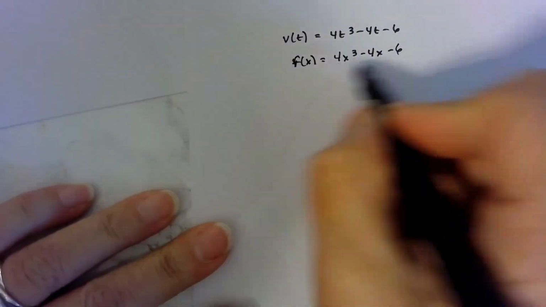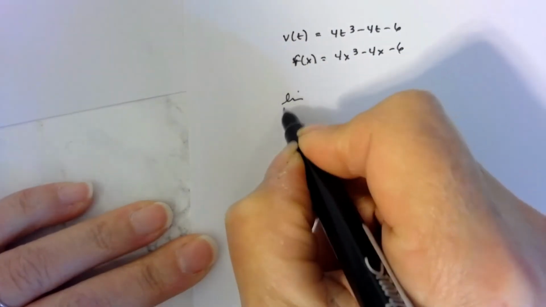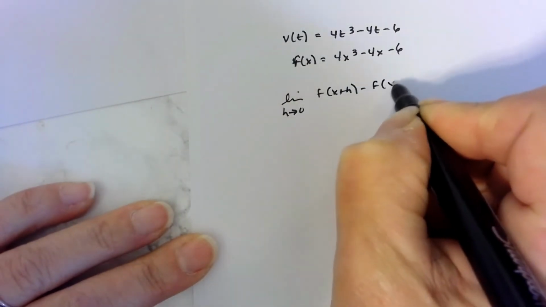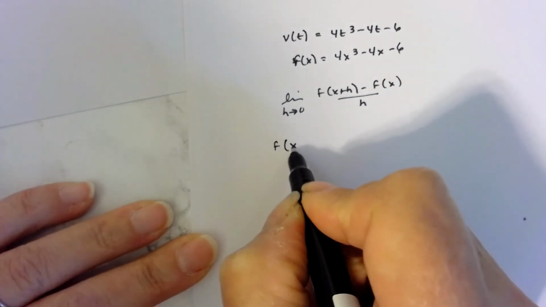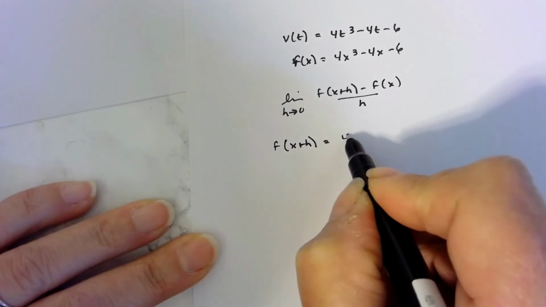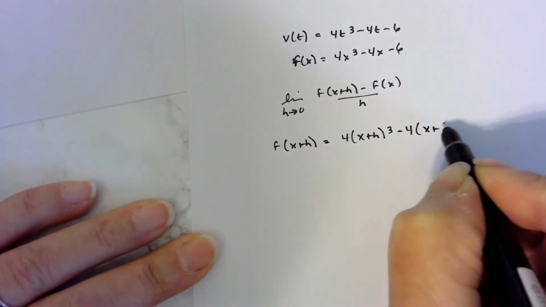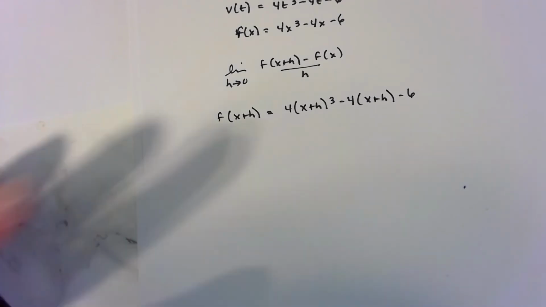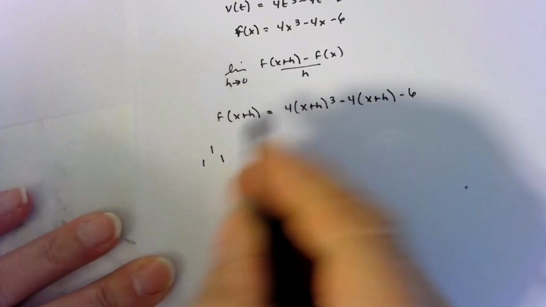But now I have to take the derivative of this thing. Okay, so I need the limit as h approaches 0 of f of x plus h minus f of x all over h. And I got to figure out what is f of x plus h for this thing. Well, it's 4 times x plus h quantity cubed minus 4 times x plus h minus 6. And this one will be a little bit easier because it's a cube. Still, I'm going to use Pascal's triangle. I need the third row.